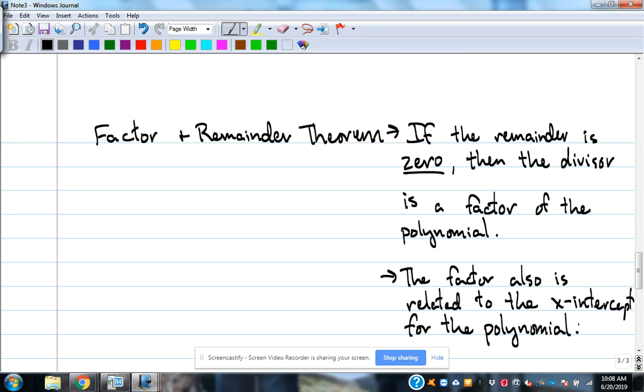The factor is also related to the x-intercept for the polynomial. So if we found out that, say, x minus 1 is a factor, then we know that 1 is also an x-intercept out of that. And we'll talk about that as we go through some examples here. So we're going to take a polynomial and then break it down and verify if something is a factor of that polynomial. And if it is, then we know some things about it. We know that it's a factor. We also know that it has an x-intercept at that place. So we're going to look at doing a few examples of those types of things.